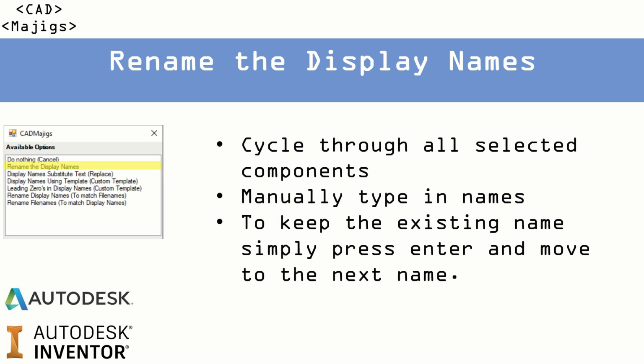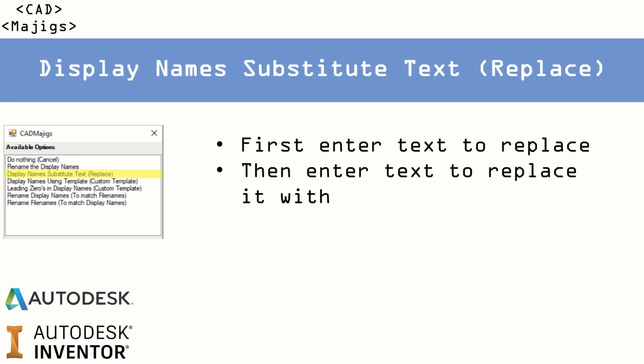From this point, the script cycles through all selected components. Users manually input names one by one. The dialog already displays the current name, so to retain that name, simply press Enter and proceed to the next name. The subsequent option is Display Names Substitute Text.